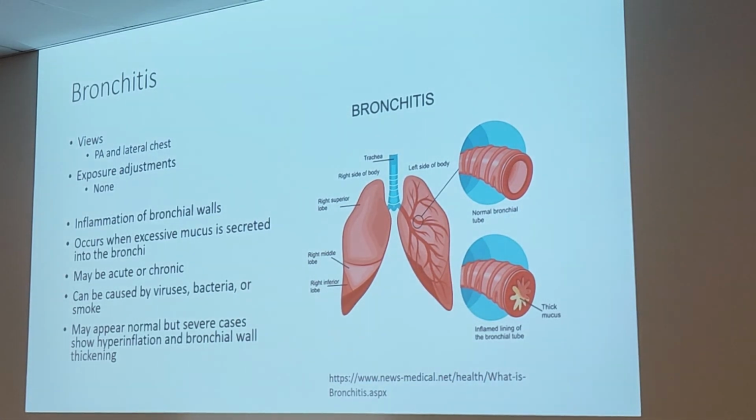So this does not show up very well on X-ray. But if it's a very severe case of bronchitis, then you might be able to see inflation or thickening of the bronchial walls. But normally, you're not really going to see much different compared to a normal X-ray. Make sense? So that's why I don't even have a picture up here for you, because it's hard to find a picture that can properly demonstrate this.